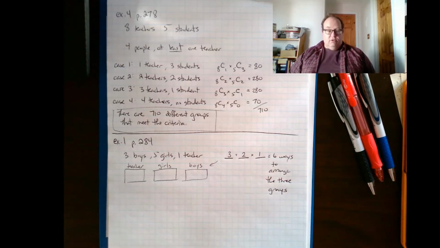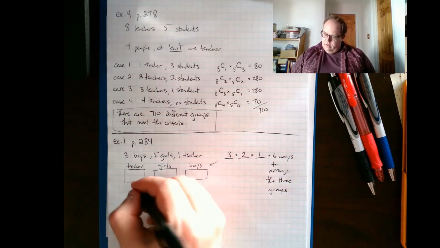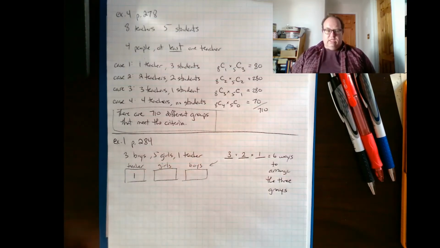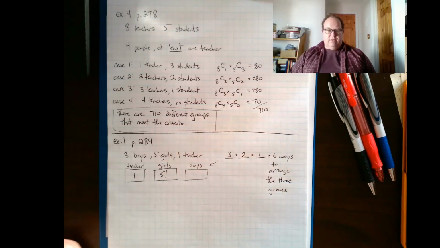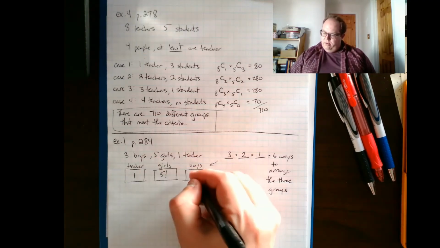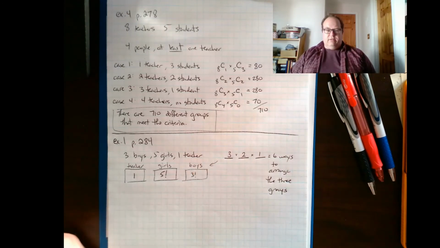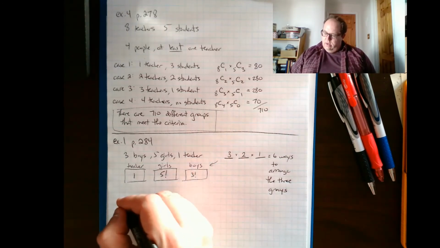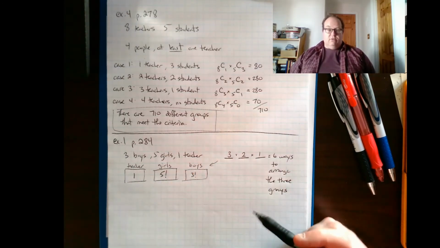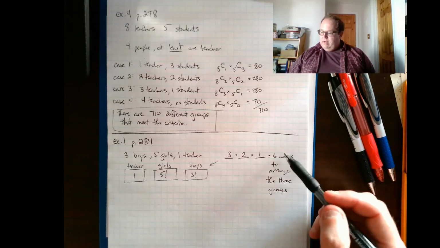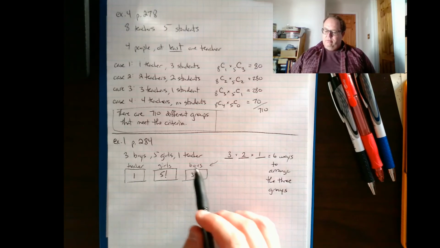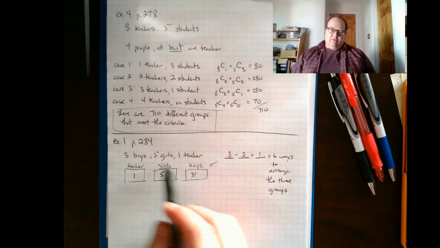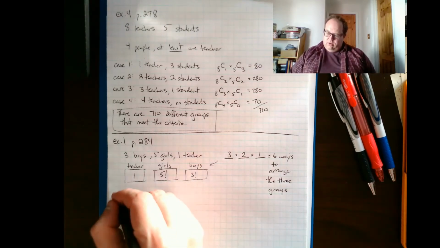But within each group, there's 1 way to arrange the teacher. The 5 girls, there are 5 factorial ways to arrange them. And with the 3 boys, there's 3 factorial ways to arrange them. So in order to take a picture, in order to line up for a pose, you've got to have the 3 groups arranged, and the boys arranged in the group, and the girls arranged in the group, and the teacher arranged in the group.